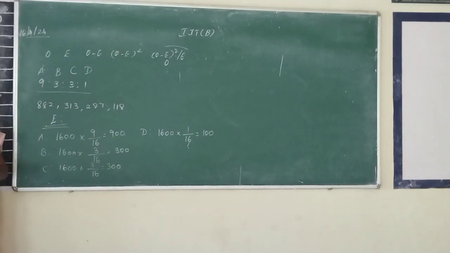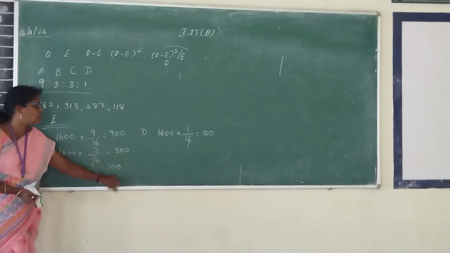You can cross verify now. All this expected total should also be equal to 1600. Are you getting it now? Okay, you can understand how to solve the ratio problem? Totally 1600 is there. We have divided them into 16 parts. How many parts for each one? You multiply by that one.